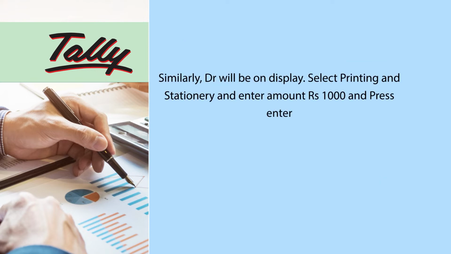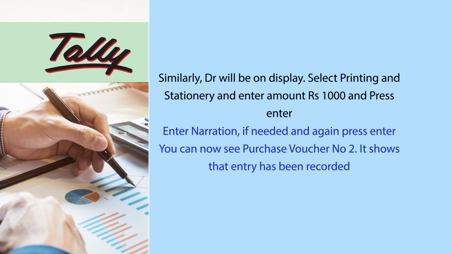Similarly, now credit has been done, now debit will be on display. Now select printing and stationery account and enter the amount as 1000 rupees. Now press enter. Enter the narration if needed and again press enter. It will ask you to accept. If you are satisfied, press yes. If you are not satisfied, do the required changes and again press enter till you reach the accept screen. Accept it and your voucher will be created.